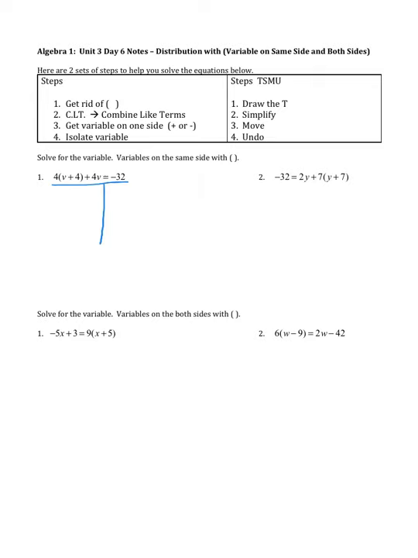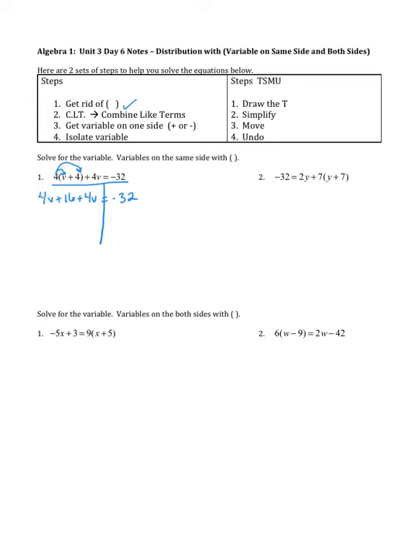All right, let's go up to our list. Get rid of the parentheses, which means we need to do the math. So remember distribution. So we end up with 4 times v, which is 4v, plus 4 times 4, which is 16, plus 4v equals negative 32. Step number 1. I'll check it off.